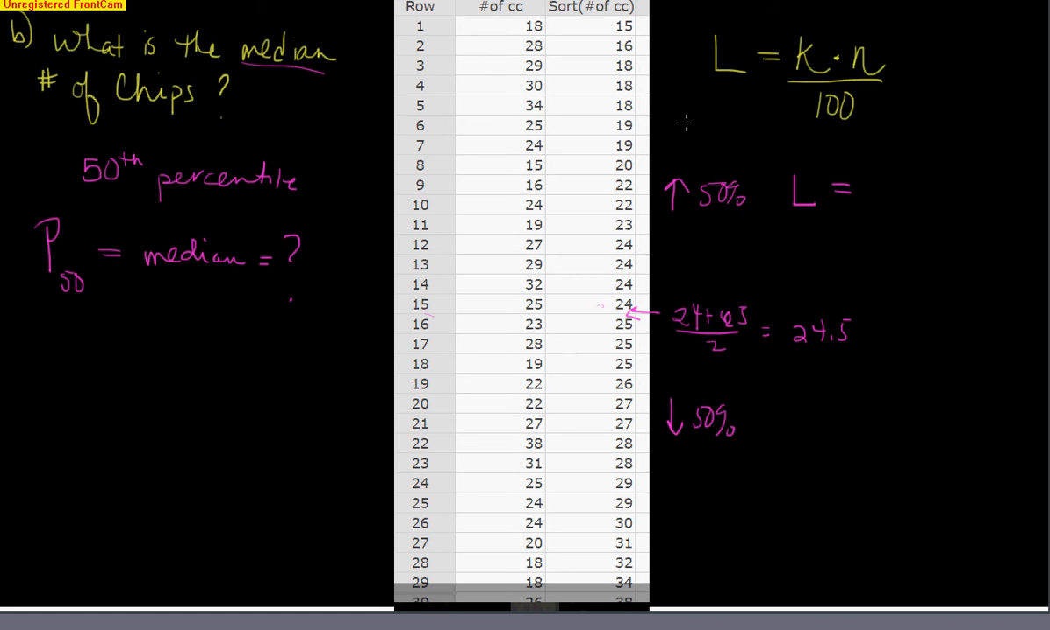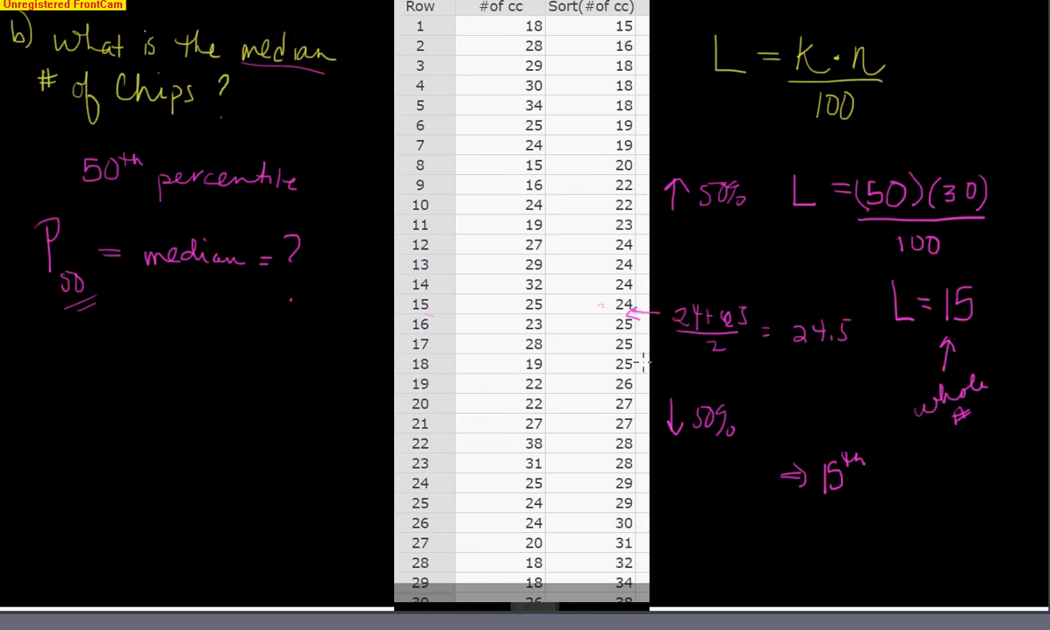So we're going to plug in the numbers just to show you how the formula works. K is 50. It's P of 50 times N, which we know again is 30, and we're going to divide that by 100. If you do that on your calculator, you're going to discover that it equals 15. Now, when L is a whole number, then what you do is you go to the 15th and the next one, the 16th. Those are the data values you look at.